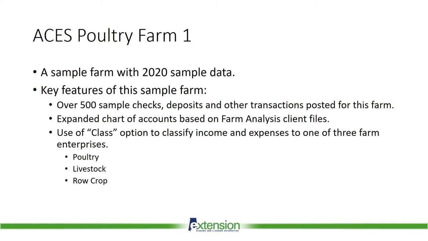Expanded chart of accounts based on the standard farm analysis client files. Use of the class option to classify income and expenses to one of three farm enterprises: poultry, livestock, or row crop. This class feature really can help us see which farm enterprises make the most money for the farmer and which enterprises need to be reviewed for possible changes. We will see some sample reports using this class option shortly.